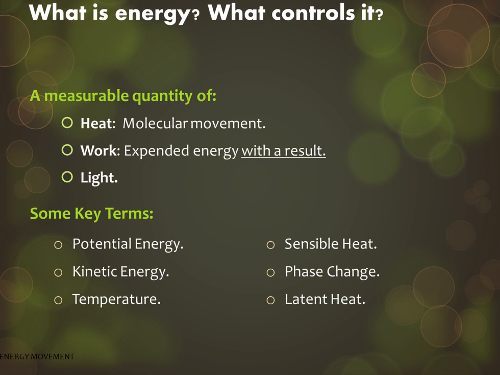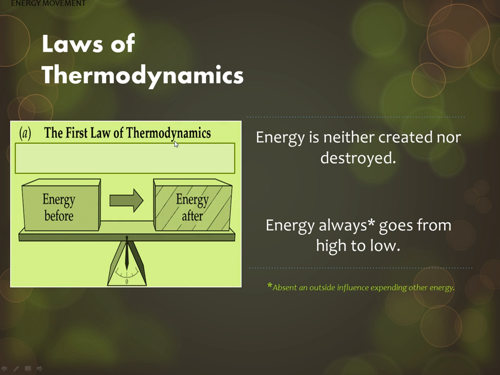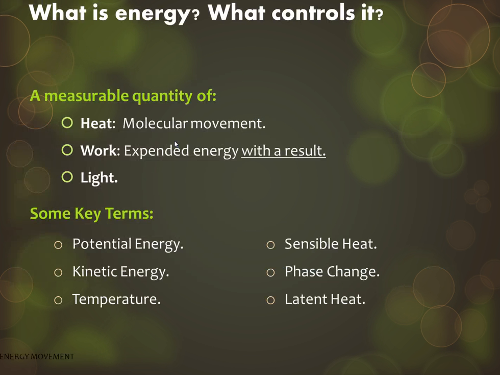So let's get started. A little overview about what energy is and what controls it. A measurable quantity of energy is a measurable quantity of heat, and that's at a molecular movement scale. Don't worry too much about terms like molecular. That's not something that you really have to worry about. Another thing is that work is expended energy with a result. So you have to have done something to make work. Otherwise, it's just energy. And then there's light. Light is another form of energy.